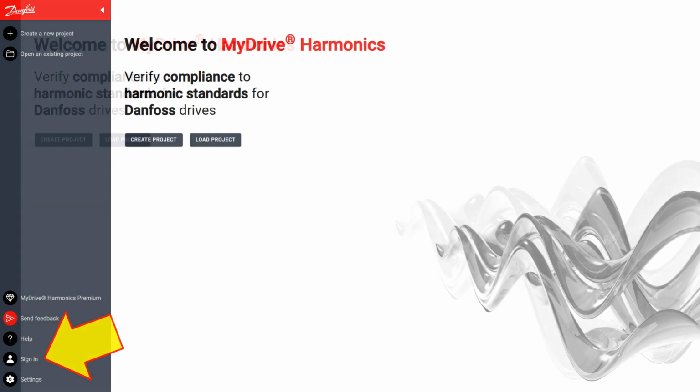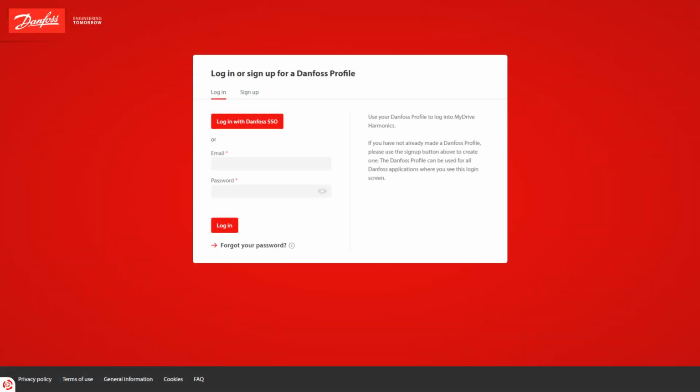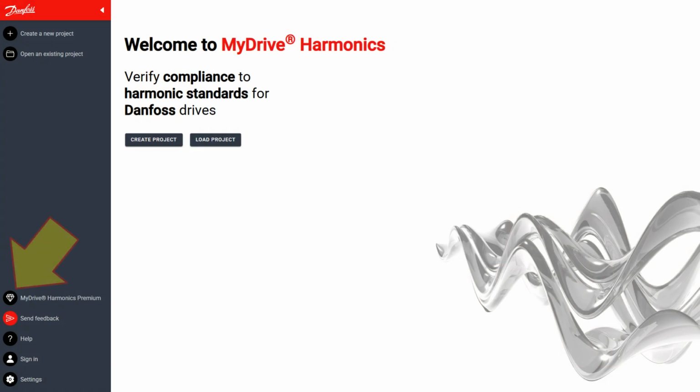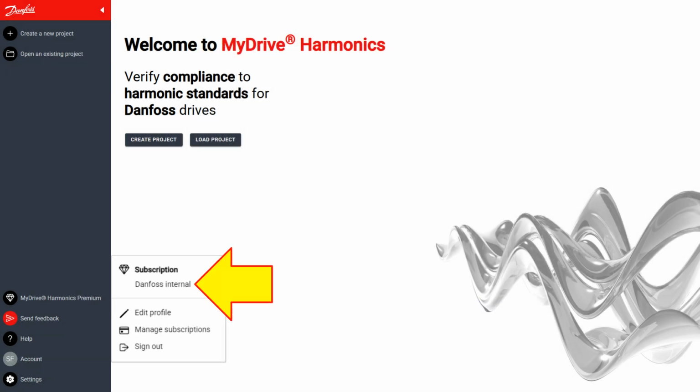Click the Sign In button to log in or to create a new Danfoss profile. Your Danfoss profile can be used for all Danfoss applications where you see this login screen. To subscribe to the Premium version, click the diamond icon on the left and follow the link to buy MyDrive Harmonics Premium or go to suite.mydrive.danfoss.com. I have a Danfoss internal subscription which gives me access to the Premium features. This demonstration will be displaying some of these Premium features.